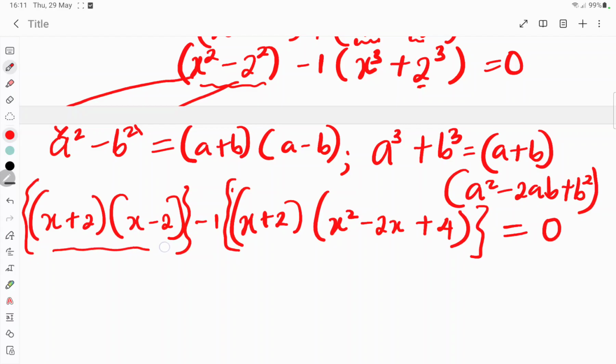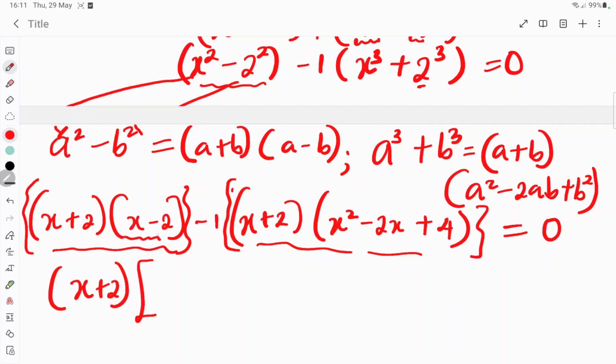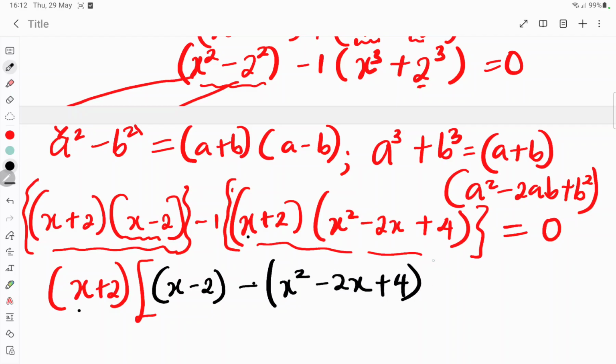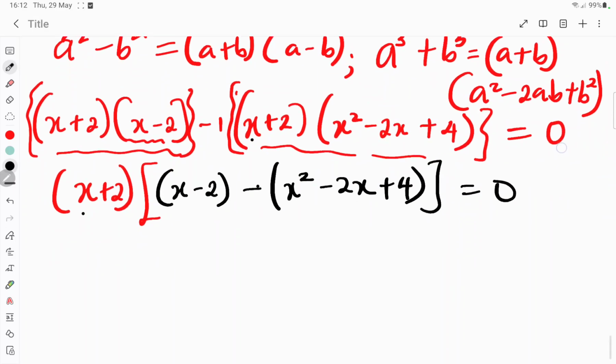But if you look at these two terms, we have x plus 2 in common. So we factor out x plus 2. If we factor out x plus 2, what are we having? We are left here with x minus 2, right? Then there is a minus sign separating. We've factored x plus 2 here, so we'll be left with x squared minus 2x plus 4, and all of this is equal to 0.